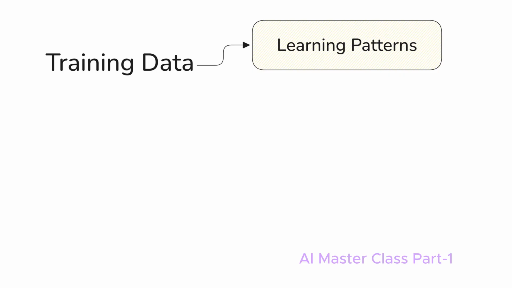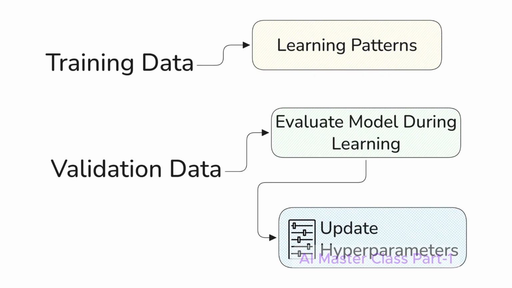This is the data from where the model learns the pattern. It adjusts its parameters and tries to reduce the error. Validation data is used during training to evaluate the model. We use it to tune hyperparameters. Hyperparameters are the external configuration settings which are used to structure and control the learning process of a model. It is usually set by the user before training begins.